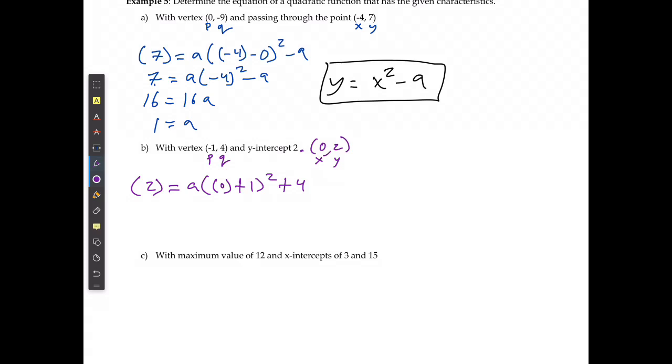I'm going to simplify. 2 is equal to 0 plus 1 is 1 squared is just going to be a, plus 4, and I'm going to isolate a. -2 is equal to a. Then I can state that my equation is going to be y is equal to a is -2 bracket x plus 1 for p, squared plus 4.